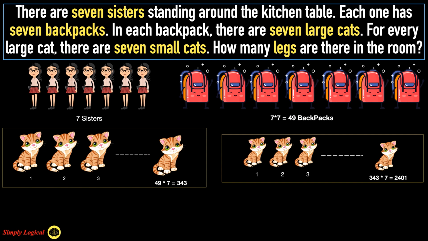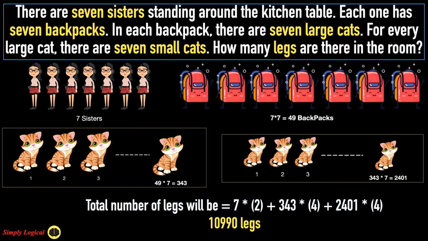Now we must find out how many legs are in the room. Assuming that each girl has 2 legs and each cat has 4 legs, the total number of legs will be 7 times 2, plus 343 times 4 for the big cats, plus 2401 times 4 for the small cats. After solving this, the total number of legs will be 10,990 legs.